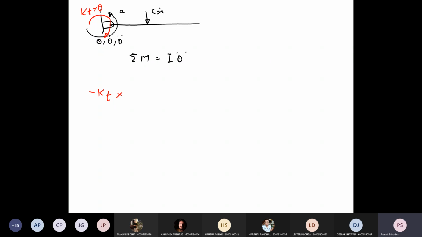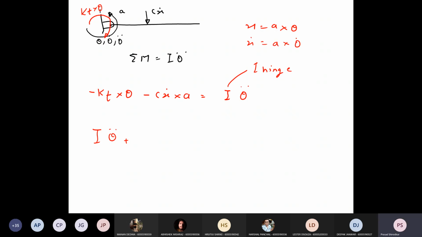So it is K torsional into theta minus Cx dot into A is equal to I theta double dot, where I is I hinge, where the rotation is taken. So I can write this as I theta double dot plus C x dot A. Now x is equal to A into theta, so x dot is equal to A theta dot.